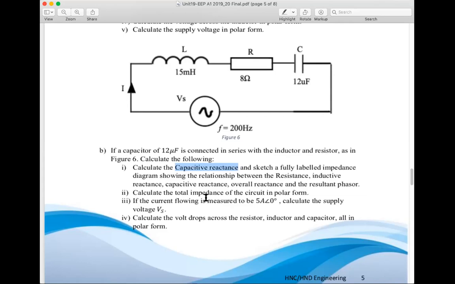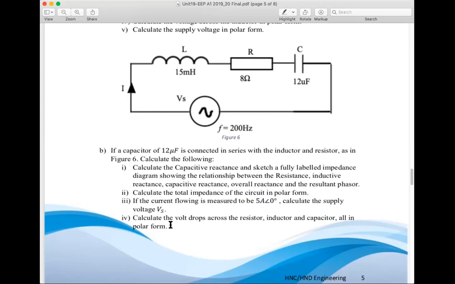You can calculate the total impedance of the circuit. You've got the formulae to do that in your notes. Again, you'll be working with complex numbers. Then it's giving you a current, so it's saying if a current flowing is measured to be 5 amps at angle 0, so it's a complex current, but it's fixing it at angle 0 as the reference phasor. Calculate the supply voltage Vs. So again, that's Ohm's law, just for complex numbers.